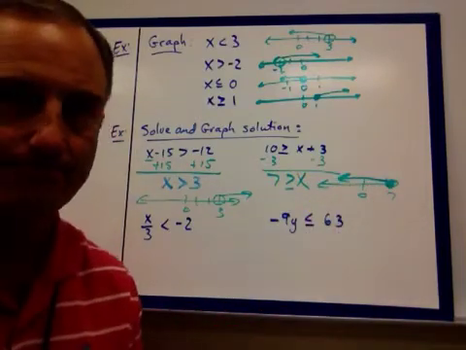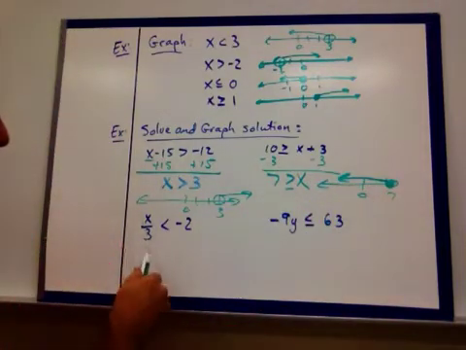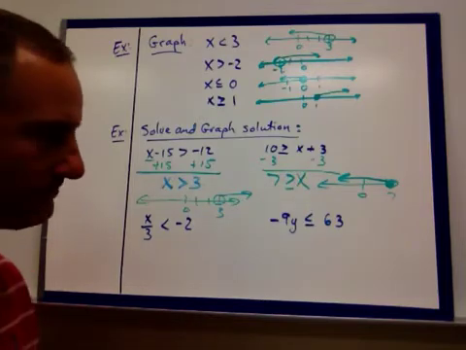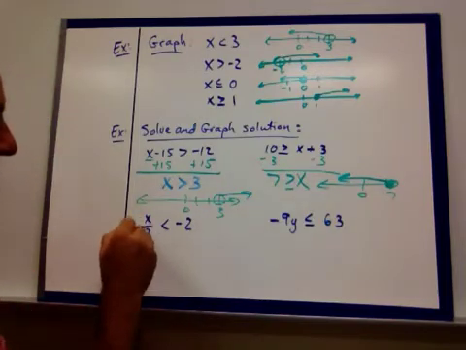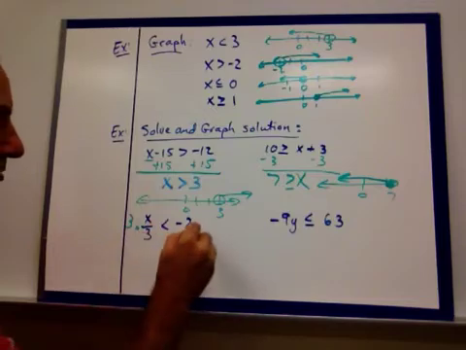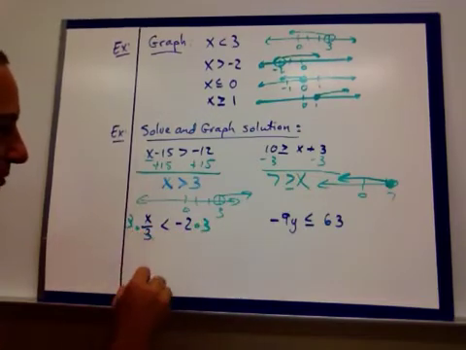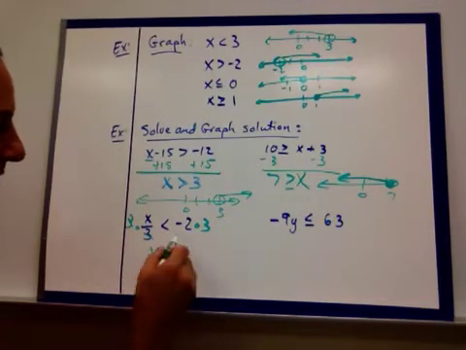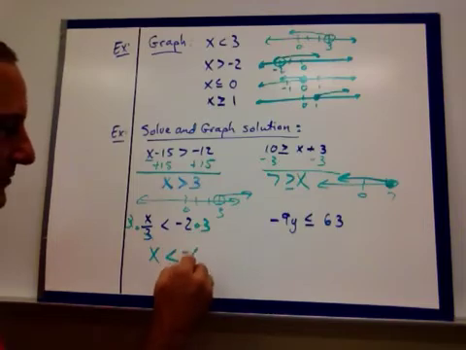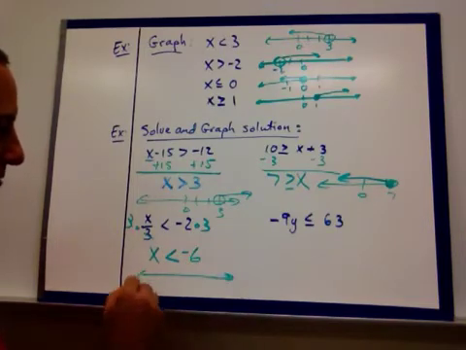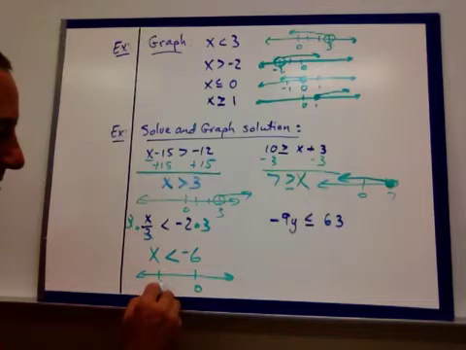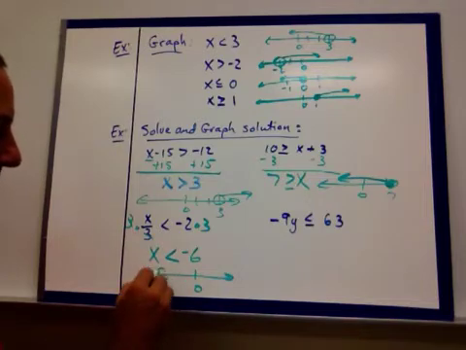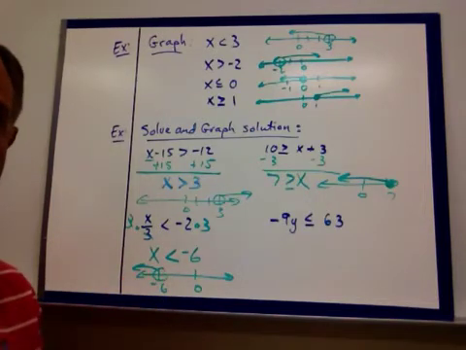Shade to the left. If you've got division, what's the opposite of division? We multiply. Whatever you're dividing the x by, that's what you want to multiply both sides by. So the 3's cancel to 1. And -2 times 3 is -6. You want to graph that. Open circle, and x is less than, so I shade to the left. Okay, pretty straightforward.